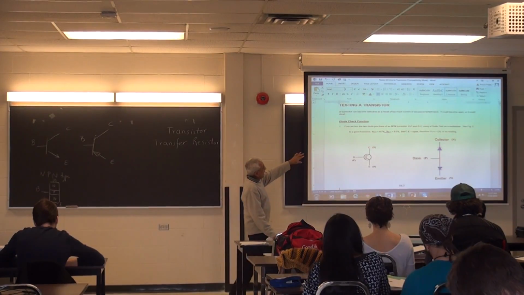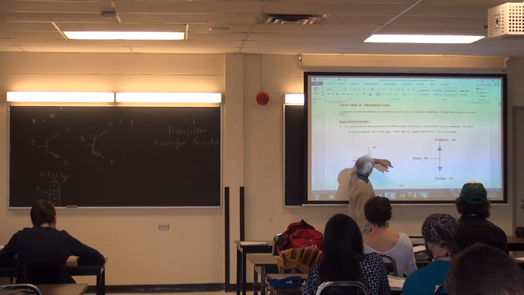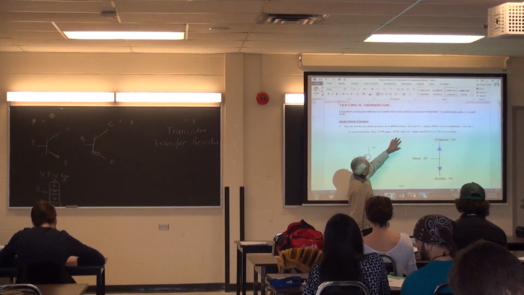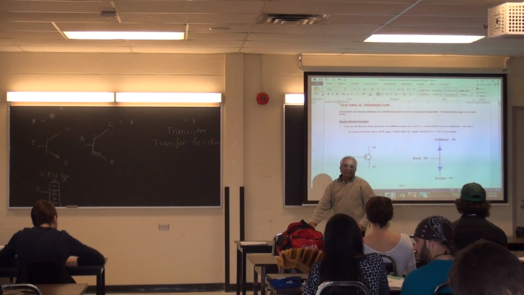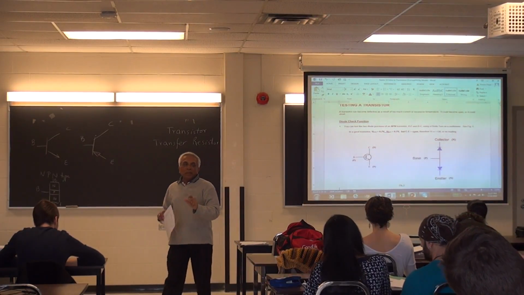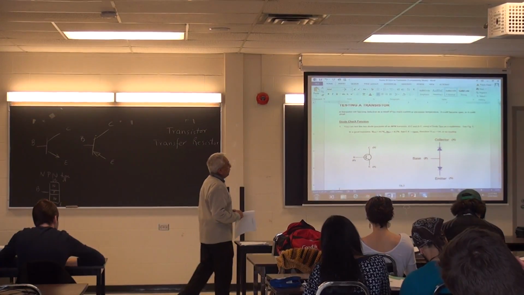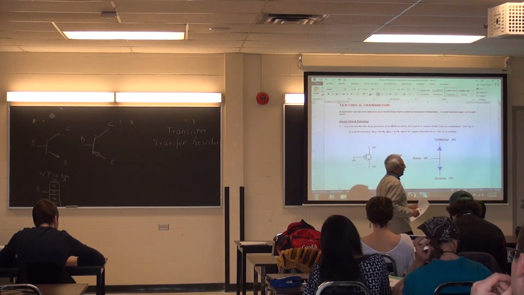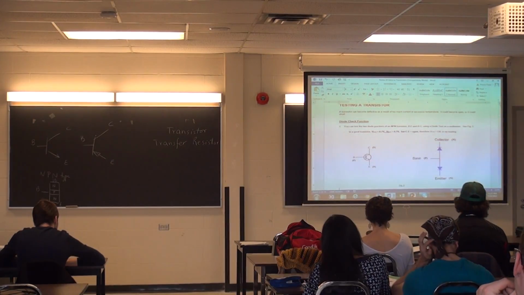So, from the base to the emitter, about 0.7, this way. From the base to the collector, 0.7. But between the collector and the emitter, it's basically an open. So that's one way of testing a transistor with a multimeter for those two PN junctions that are in that transistor. So that's the NPN, and it would be the same for a PNP.